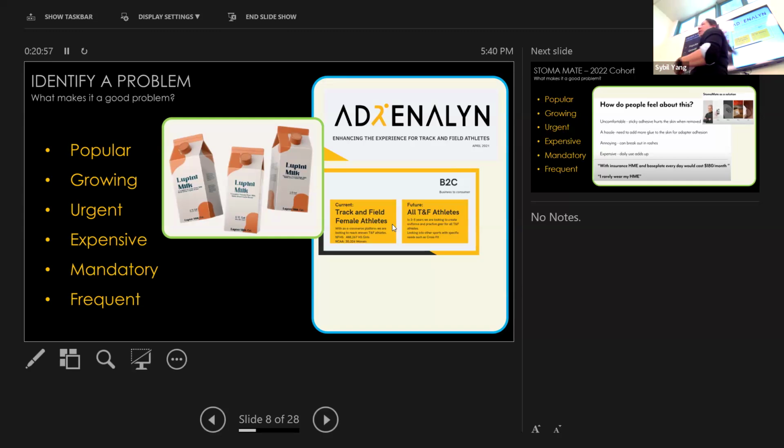One was lupini milk, a plant-based milk made from lupini beans. So the idea is a lot of people are allergic to soy. A lot of people don't drink dairy anymore. Almonds are terrible for the environment, just the amount of water that they end up using. And oat milk has this weird texture to it and is not very high in nutritional value.